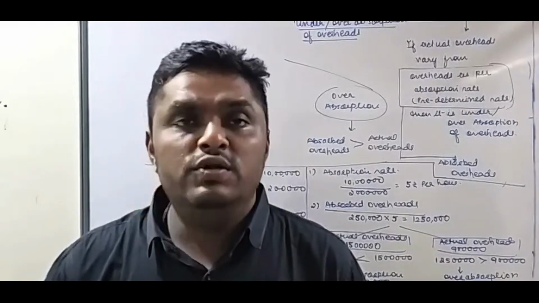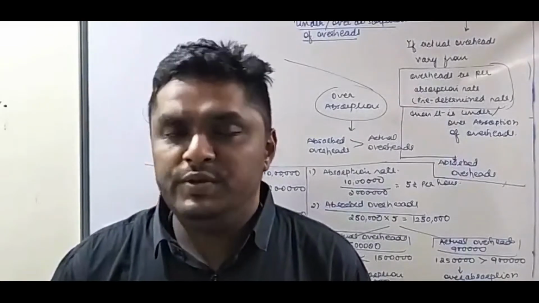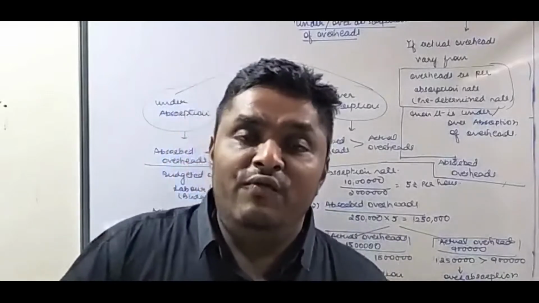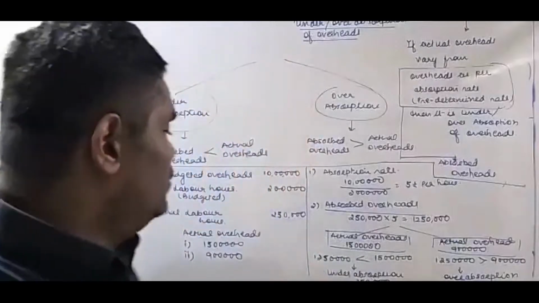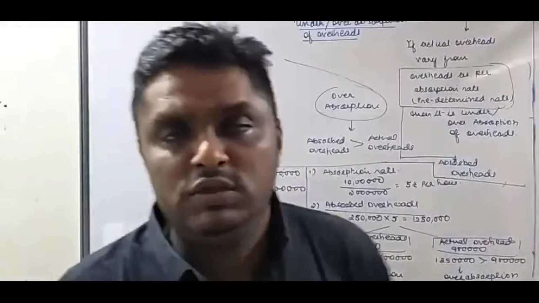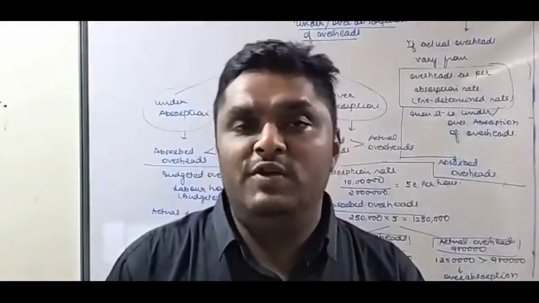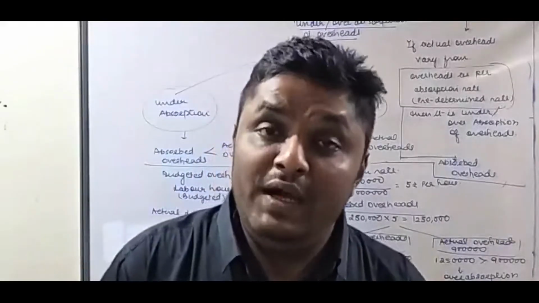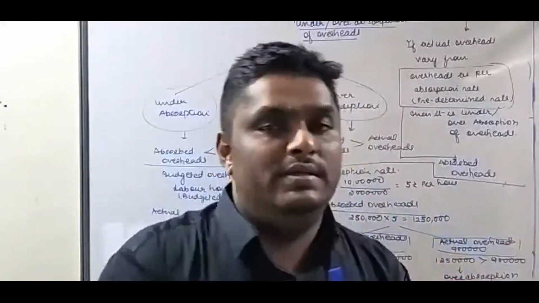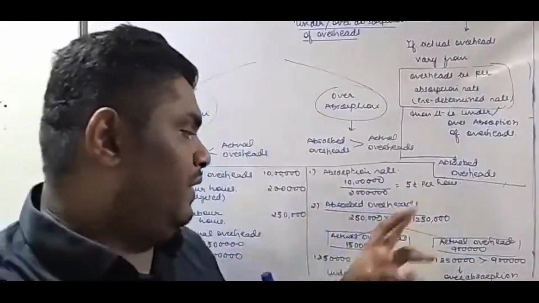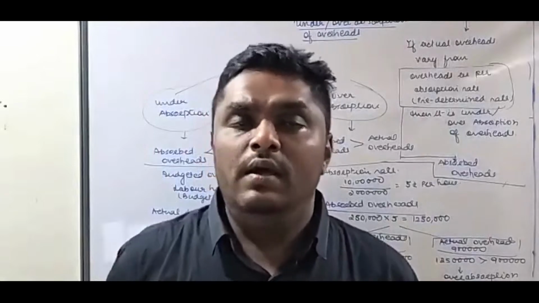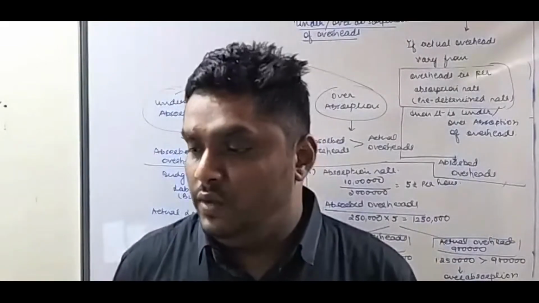If you guys have any doubts or queries relating to under absorption or over absorption, sometimes students find it difficult to decide whether it is under absorption or over absorption. Sometimes students compare this 10 lakh with 15 lakh and 10 lakh with 9 lakh. This is not the correct approach. The first thing is we have to calculate the absorption rate. Second, we have to calculate the absorbed overheads by applying the absorption rate to the actual hours. So we will get the absorbed overheads. And once absorbed overheads are ready, we will compare them with actual overheads to calculate the under or over absorption of overhead.